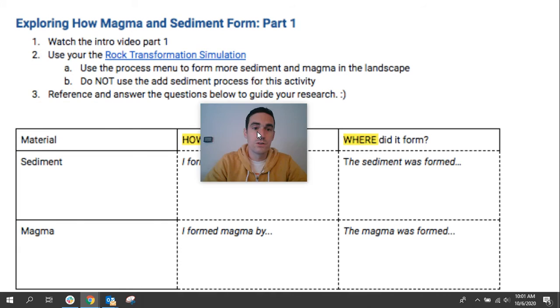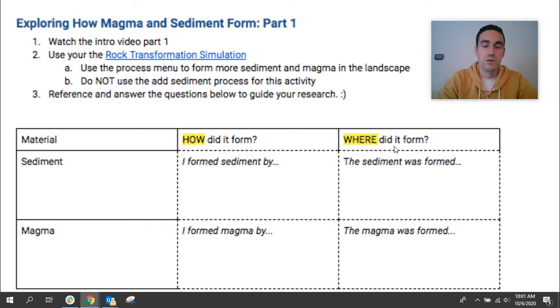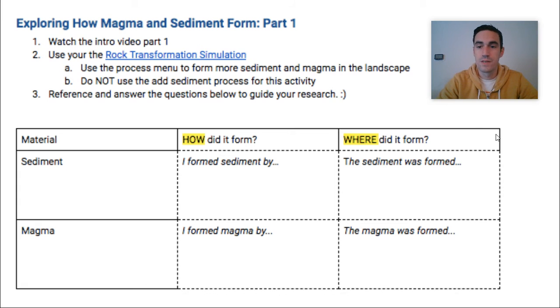So first, you're going to actually look at your table of what you're looking for. If you're going to do a lab or an experiment or a model, we want to know what we're actually looking for. In the first part, you're going to see this table in your Google form, and you'll answer the questions below as well. For sediment, we're looking at how did it form and where. And for magma, we're looking at, again, how did it form and where. So you can look at your actual simulation and tell me where in the simulation you see it and how it actually formed or what caused it to form.